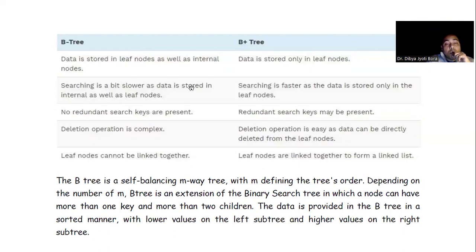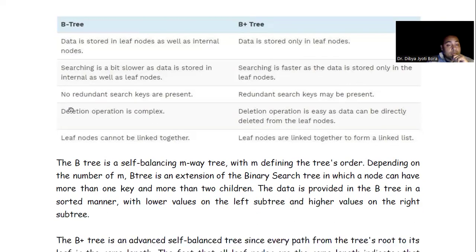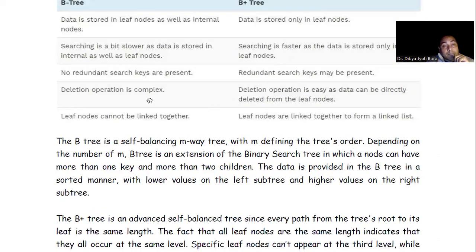Searching is a bit slower in case of B tree, as data is stored in the internal nodes as well as leaf nodes, right? But in case of B plus tree, searching is faster because we store the data only in the leaf nodes. No redundant search keys are present in case of B tree, but redundant search keys may be present in case of B plus tree. Deletion operation is a bit complex in case of B tree, while deletion we can easily do in case of B plus tree, because you can directly delete the data from the leaf node.